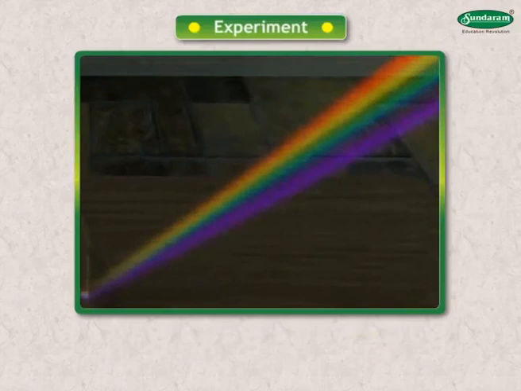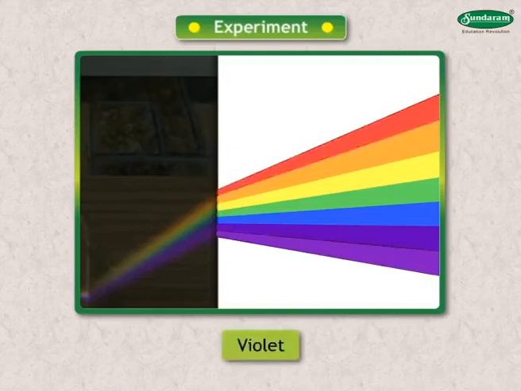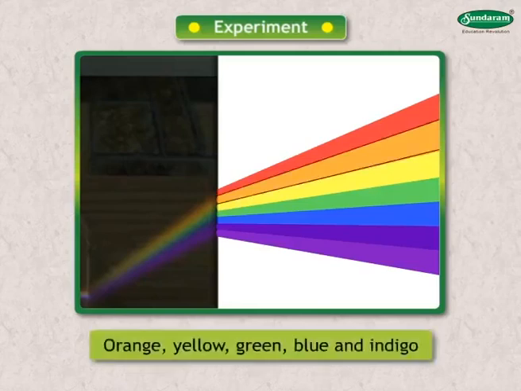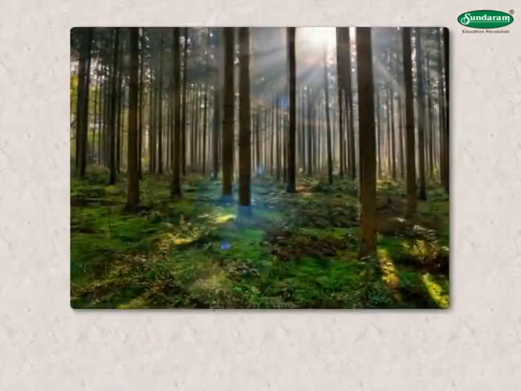If you allow the spectrum to fall on a white screen, you will see the 7 colors distinctly. You will see the red color at the top of the spectrum and the violet at the bottom. In between, you will see orange, yellow, green, blue, and indigo in the order. This tells us that sunlight can be broken up into 7 colors.